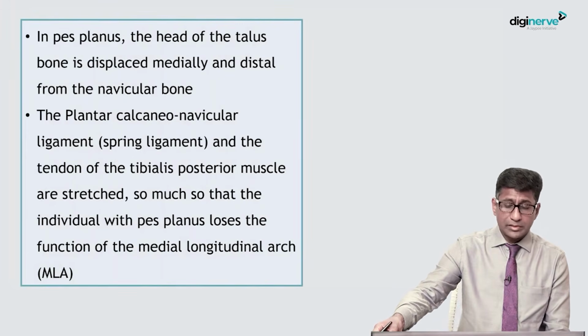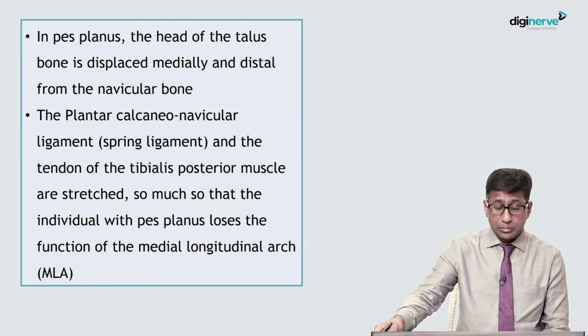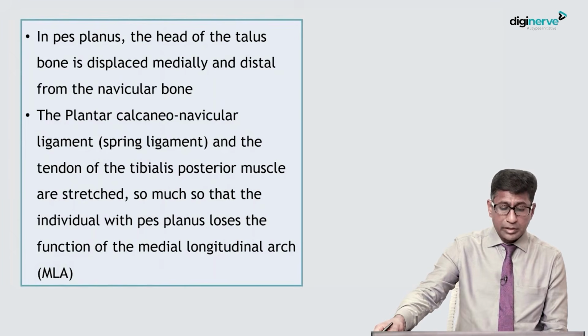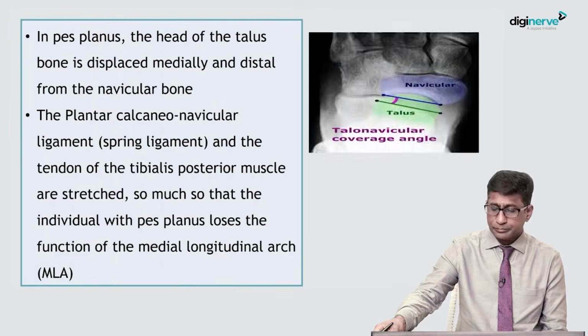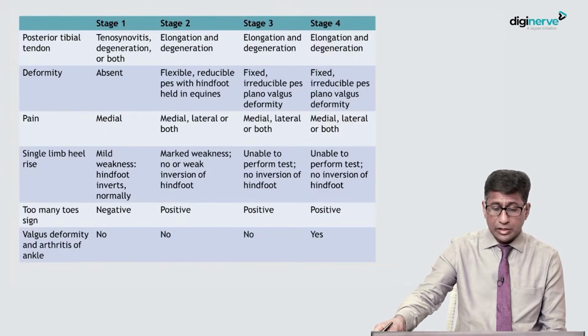In pes planus, as already told, the head of the talus will be displaced medially and distal from the navicular bone, and the spring ligament, which is the plantar calcaneonavicular ligament, and the tendon of the tibialis posterior muscle are stretched out. That's why they fail. And laterally, that is the talonavicular coverage angle. Yes, already told about this classification.